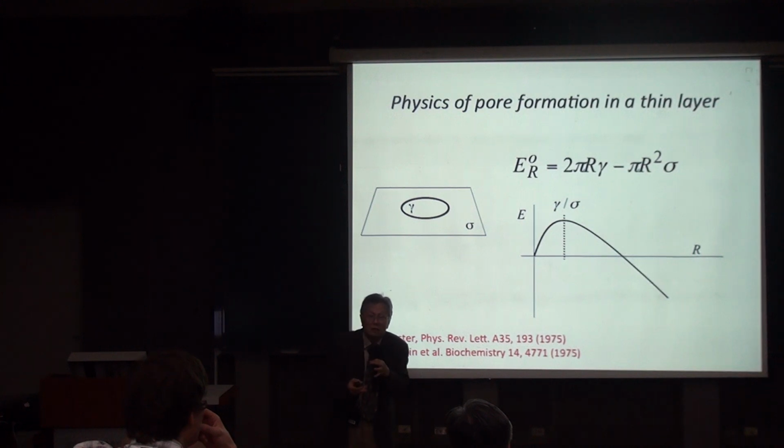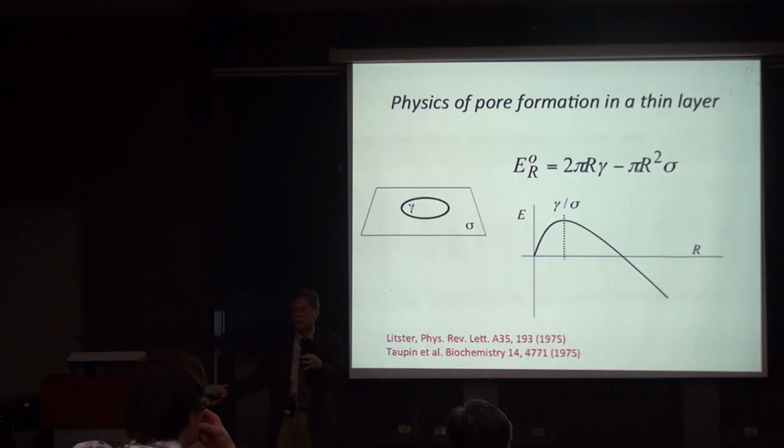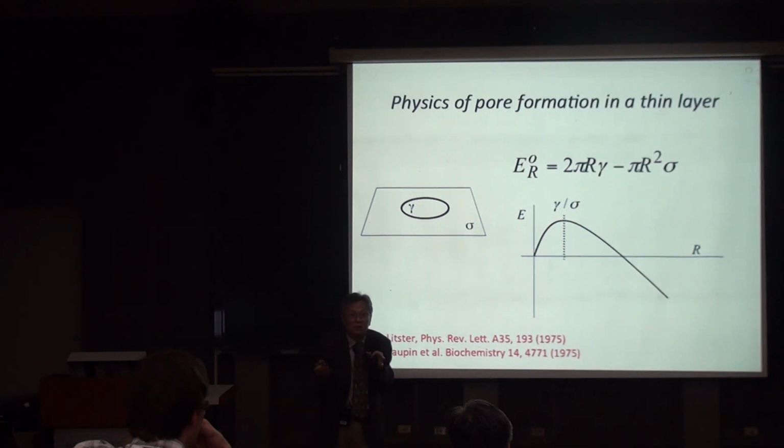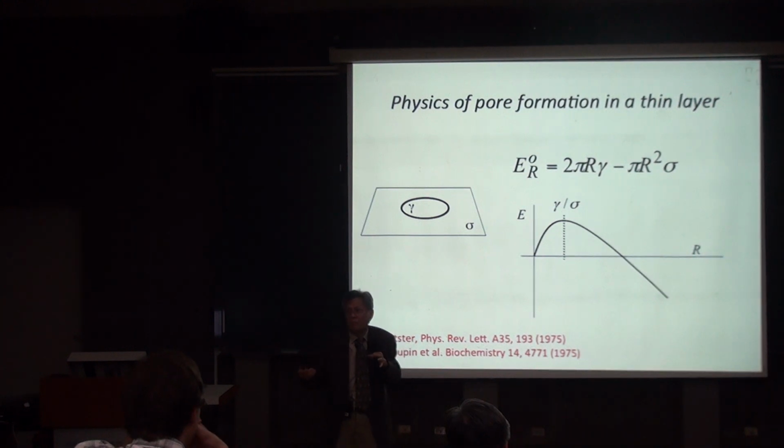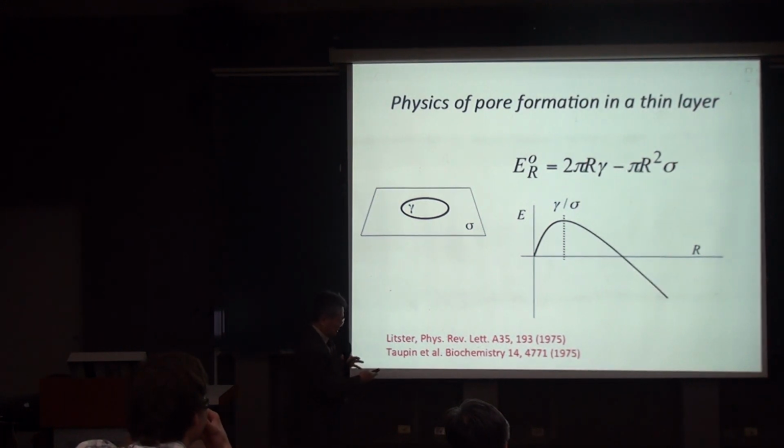You combine these two terms, you get a curve with a maximum. In other words, if the hole is very small, you shrink back. No hole is stable. But if the hole is bigger than some gamma divided by sigma, then you expand indefinitely. So it's impossible to have a stable hole, right? So how come antibiotics always make a stable hole in the membrane?